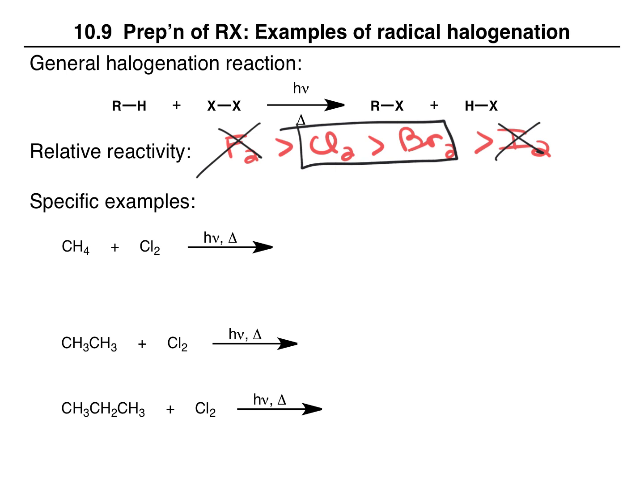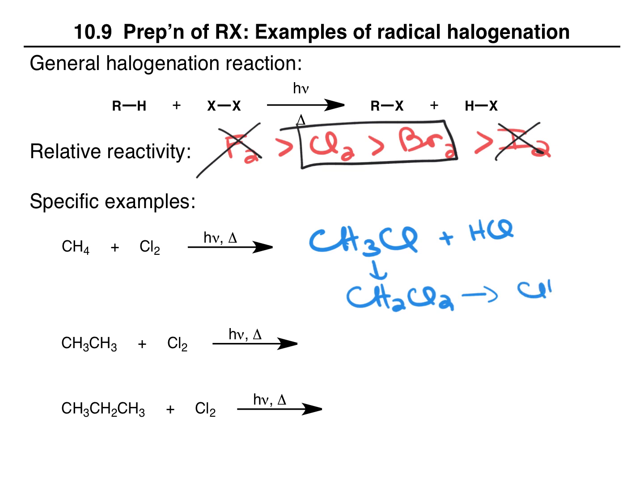So let's take a look at a few examples. If we have methane and we react it with chlorine in the presence of light and heat, a hydrogen will be replaced by a chlorine, and so we will make some chloromethane, along with HCl as a byproduct. However, this molecule can react further, and another hydrogen can be replaced by a chlorine, leading to dichloromethane plus HCl as a byproduct. And then this can react further, leading to chloroform with more HCl as a byproduct. And this can react further to give carbon tetrachloride.